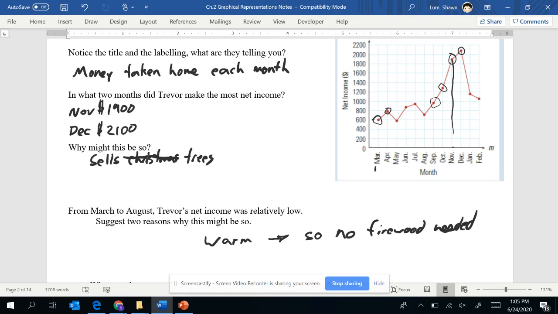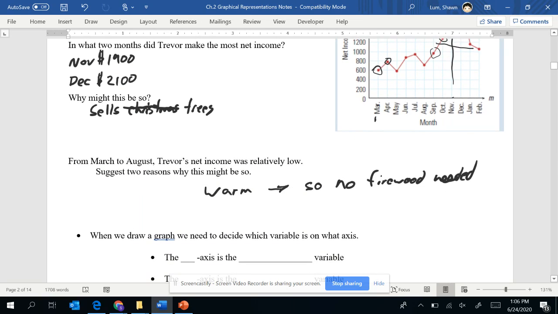Okay, so maybe something like that. Other students have said, instead of saying sells trees, he runs a snowplow, and lots of people need their stuff plowed in these times right here, and maybe he's just doing mountain passes and stuff like that in the spring and in the summer. So that could be another reason there.